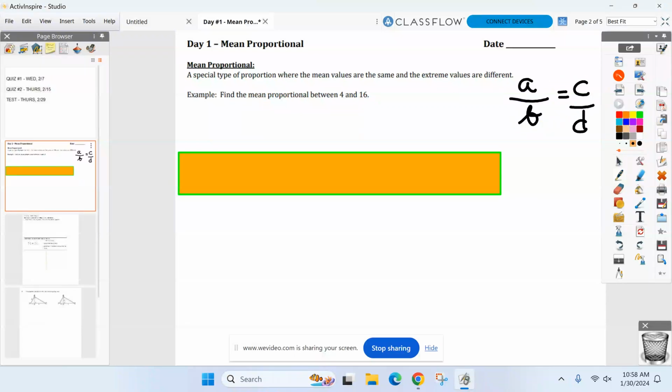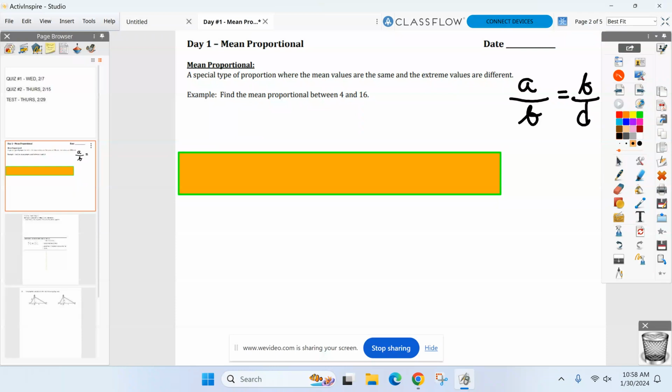Today, what I want to do is show you a special type of proportion where the means are the same. This is called a mean proportional. In a mean proportional, the means are the same and the extremes are always going to be different. That is what we're going to set up for the next 2 days when we start dealing with our special triangles.